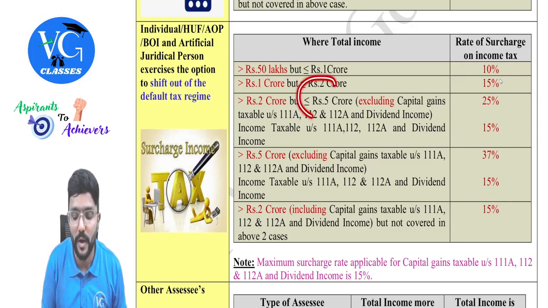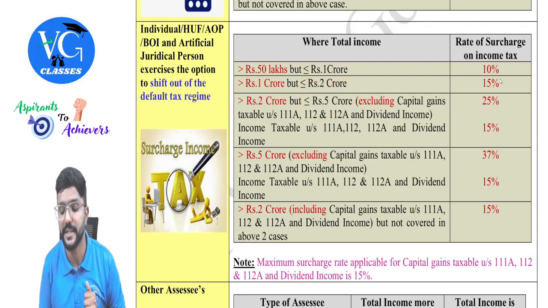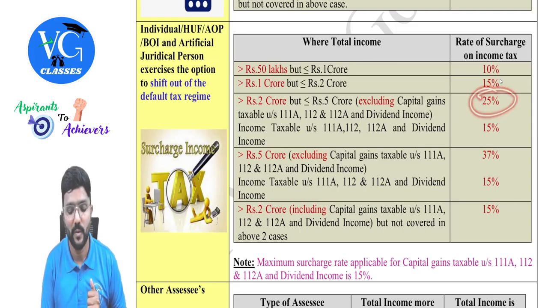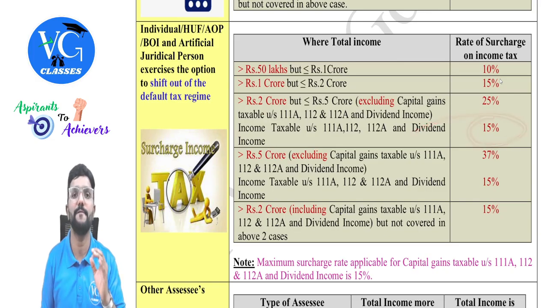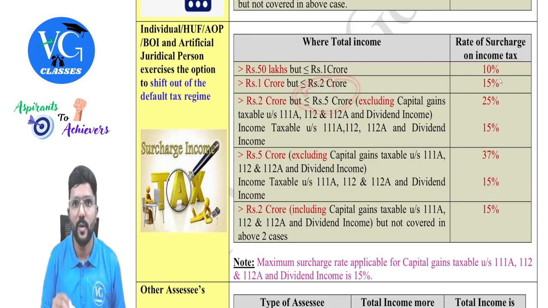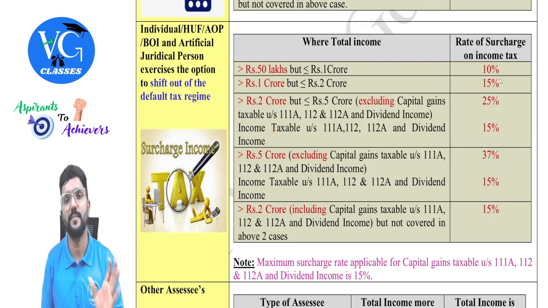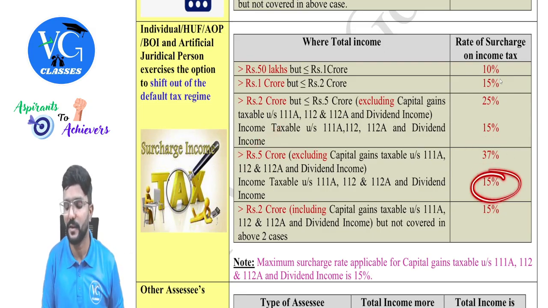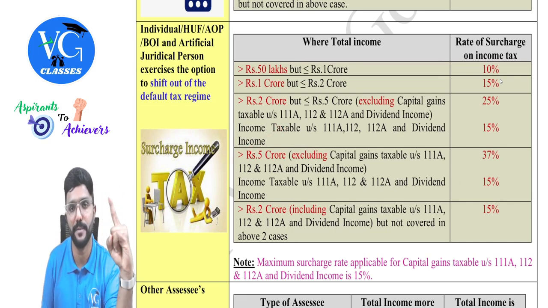More than 2 crore up to 5 crore, excluding capital gain special income and dividend income, it is 25%. Whereas whatever tax you calculate on capital gains income and dividend income, on that the surcharge rate is 15%. And here it is taken as up to 5 crore. Now, what if total income excluding the special items is more than 5 crore? Then the surcharge rate is 37% on it. Whereas on capital gains special income and dividend income, whatever tax you calculate on that, 15%.